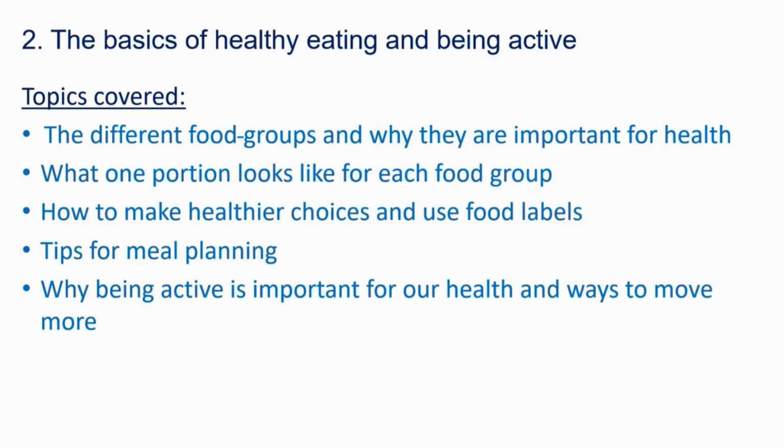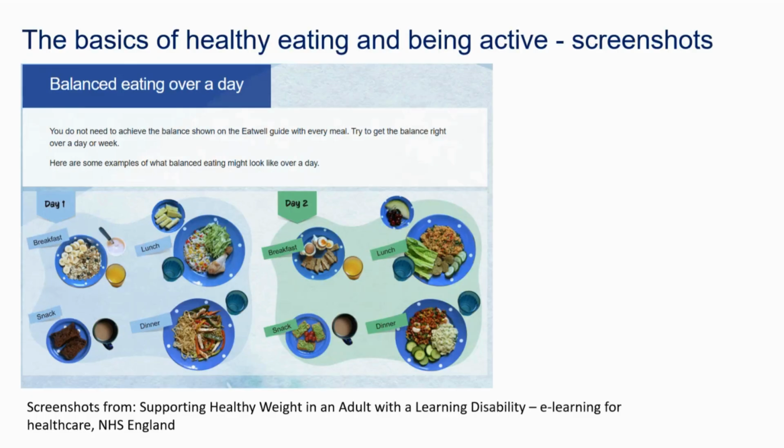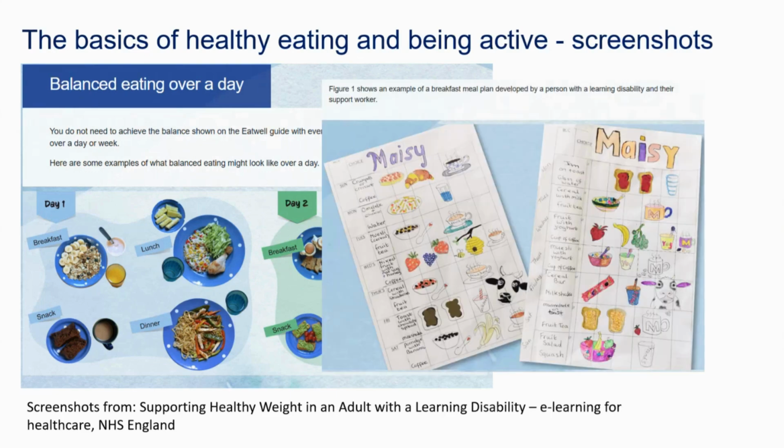Next slide, please. And so the second session was around the basics of healthy eating and being active. Within this session, we cover the different food groups, why they're important for health, what one portion looks like for each food group, how to make healthier choices and use food labels, some tips for meal planning, and then also why being active is important for our health and ways to move more. And next slide, please. These are just a couple of examples of some pictures we've got in here. We've got some lovely images from the Carolyn Walker Trust, which show some examples of what meals could look like. And then we also have a real live meal plan that was developed by a person with a learning disability and their support worker, just as an example of what they had put together, which is really nice.